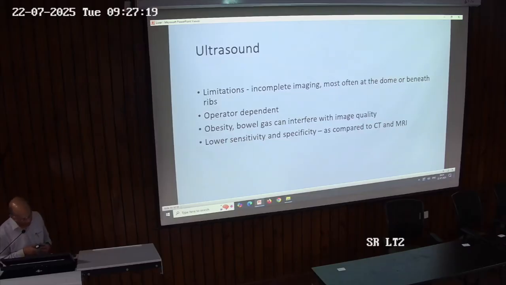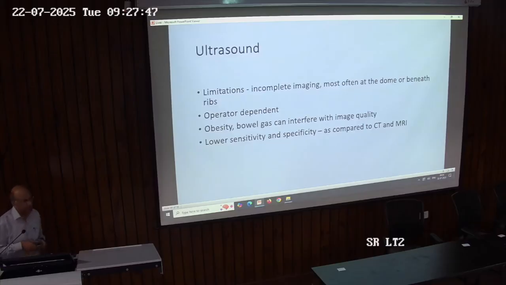It is operator dependent. How good or how reliable the ultrasound report is depends on how good the radiologist is. So if you can trust the radiologist, if the person is well trained, then you can take the report. But if the person is not well trained, then the report may vary between two operators.